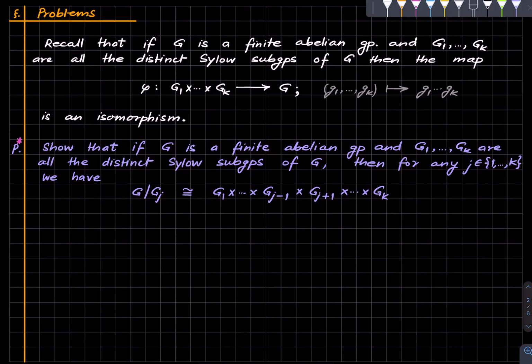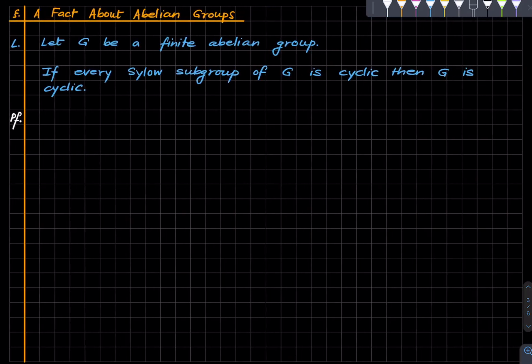All right, so now let's get started. We need to collect one more fact. Suppose we have a finite abelian group. Then we want to show that if every Sylow subgroup of G is cyclic, then G is cyclic. It's actually very simple. Let p1 up to pk be all the distinct primes dividing the cardinality of G.